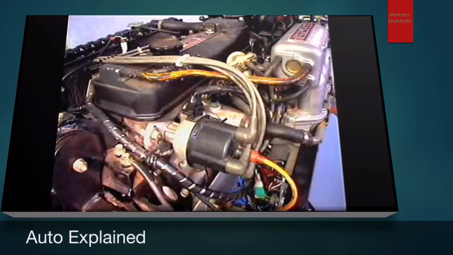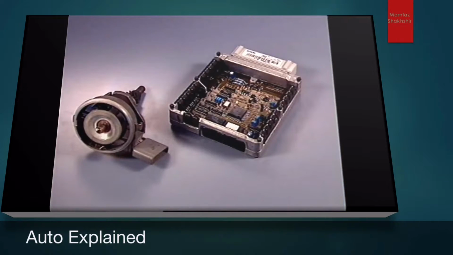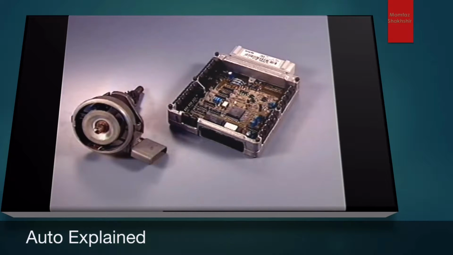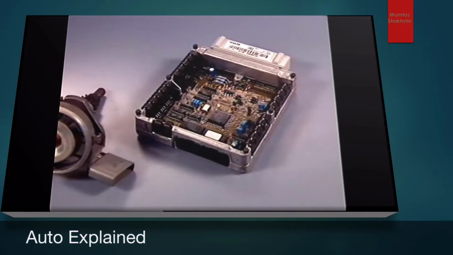Engines with engine management systems don't use centrifugal and vacuum advance mechanisms. Precise control of ignition advance according to engine load and engine speed is provided by the Engine Management Electronic Control Unit, or ECU.